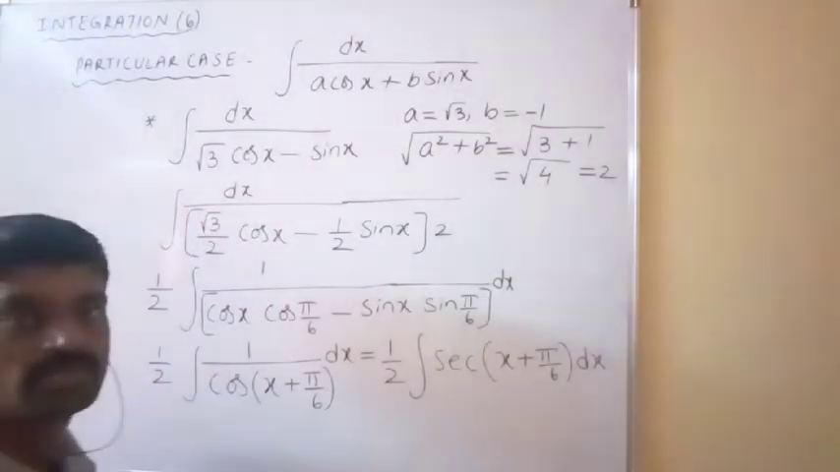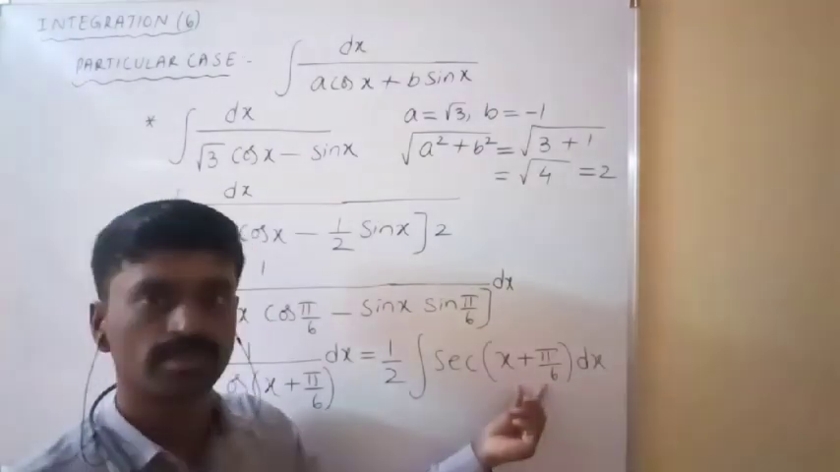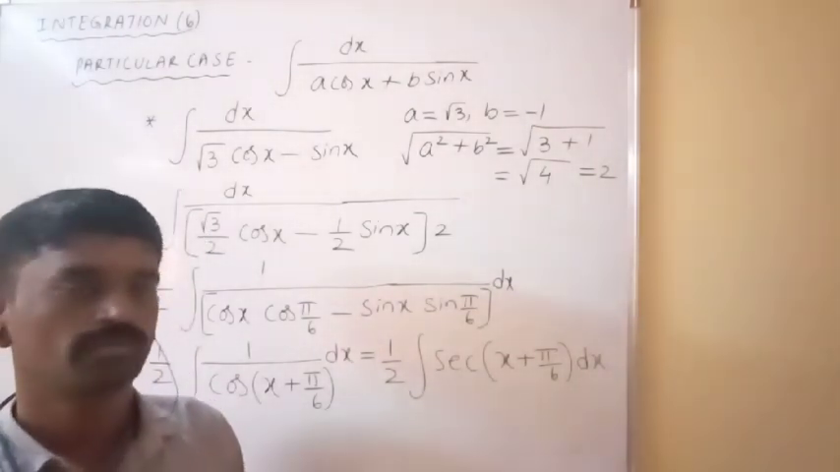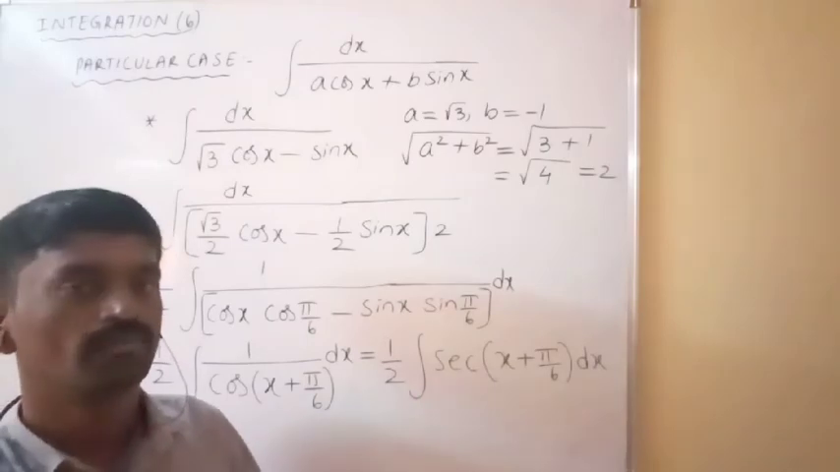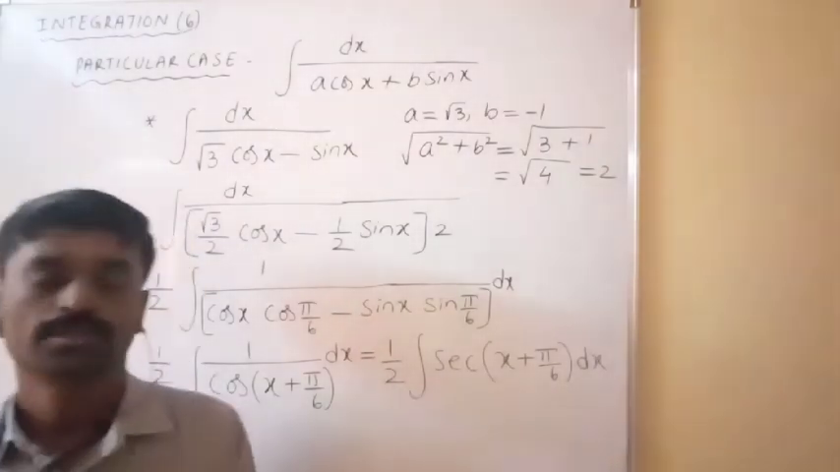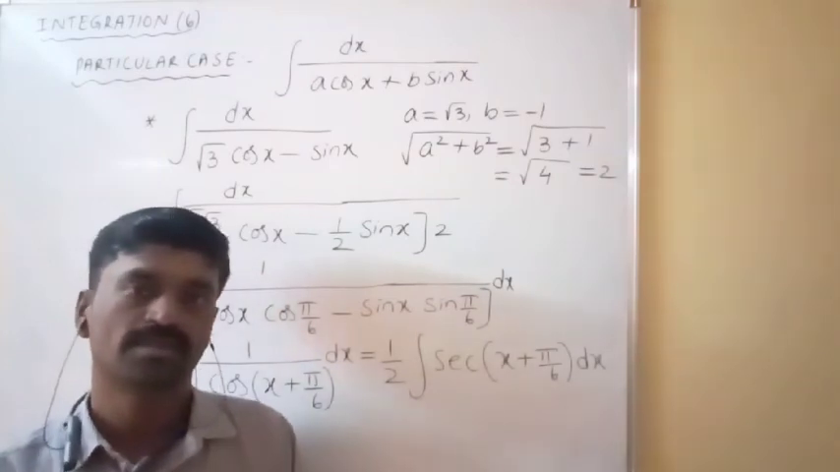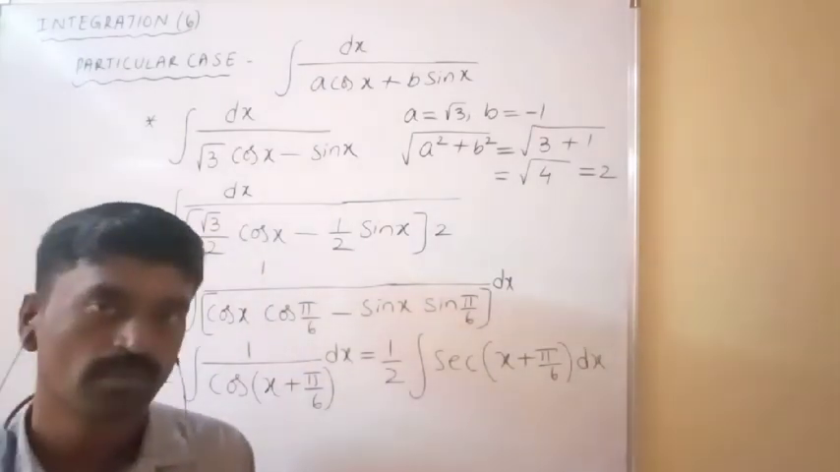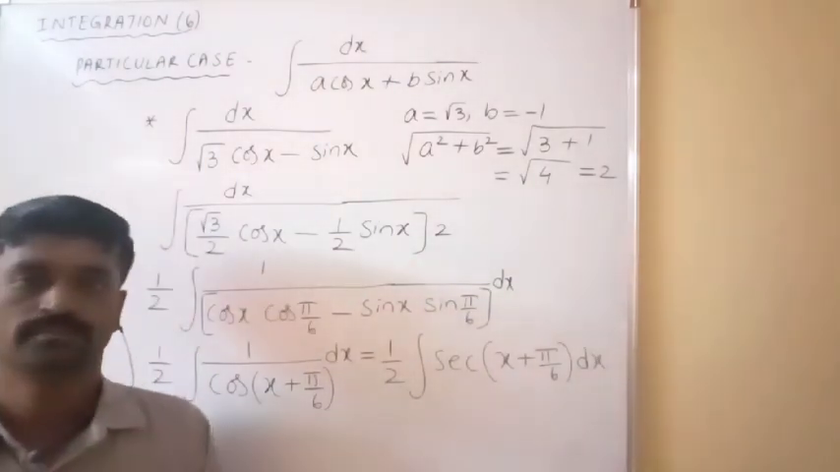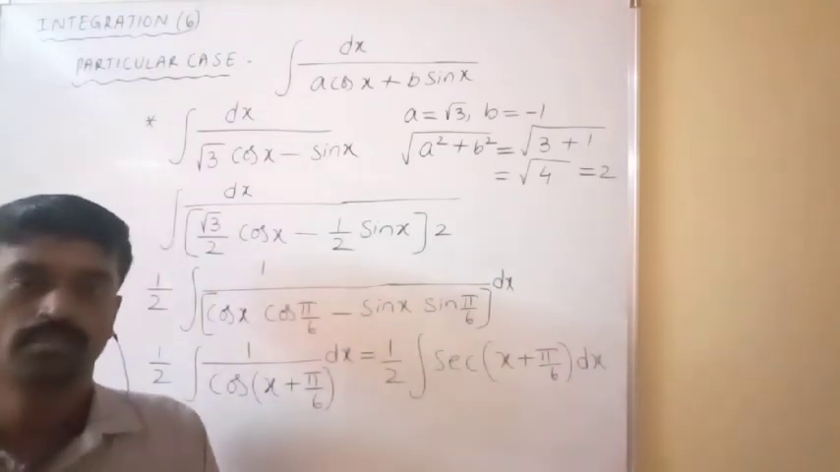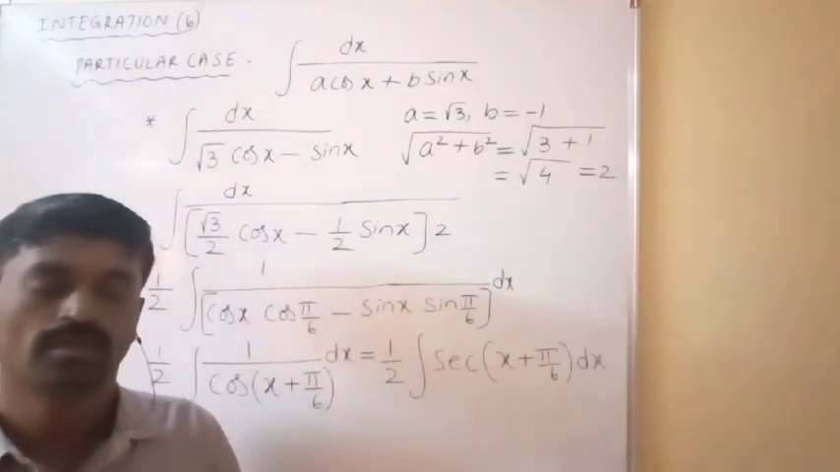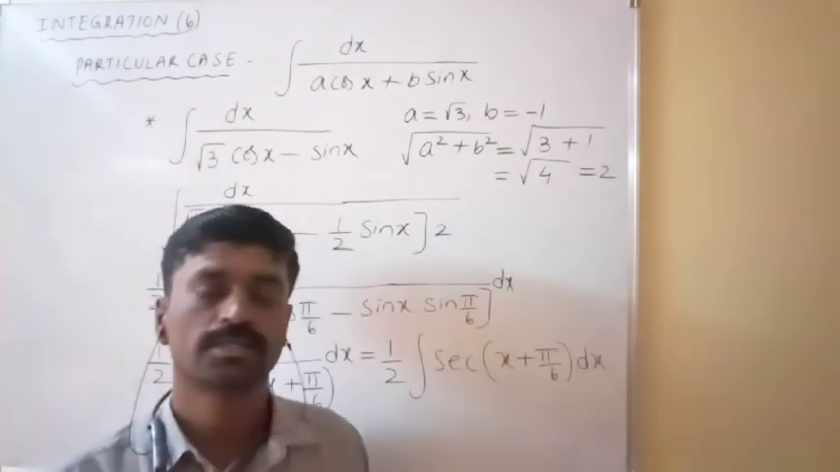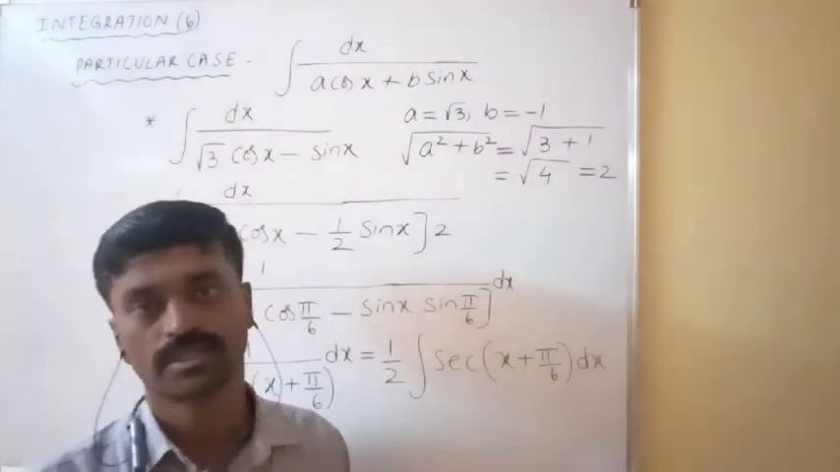Now we can apply the integral secant x formula. Here, instead of x, we have x plus pi by 6, which is a linear factor. So we can apply the same formula, but we have to divide by the x coefficient. Here the x coefficient is 1, so after applying the formula we divide by 1. What is the integral secant x formula? Ln mod secant x plus tan x plus c, or one more formula: ln modulus of tan of pi by 4 plus x by 2 plus c. Better to use this second formula because in the options they have given the answers in terms of tan only. So integral secant x is ln mod tan of pi by 4 plus x by 2 plus c.